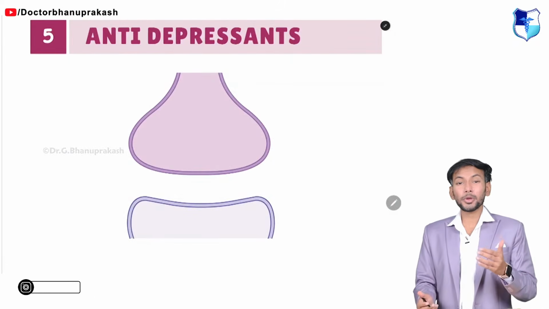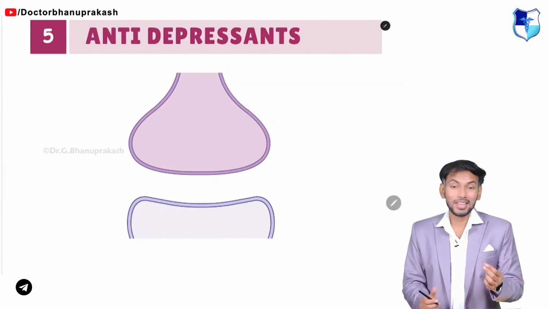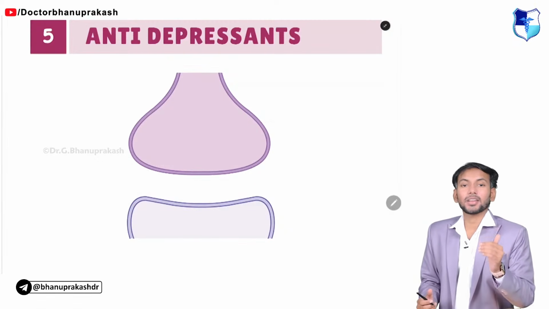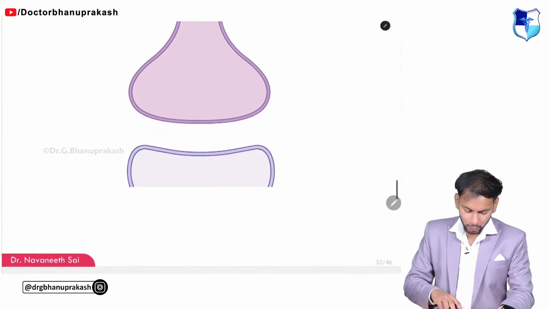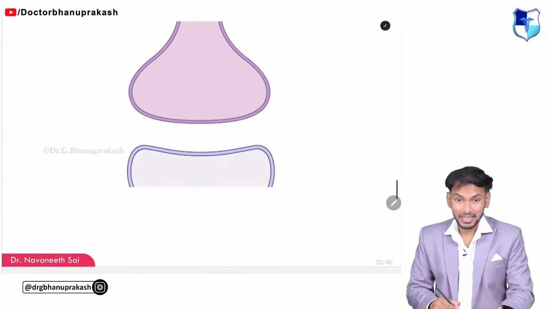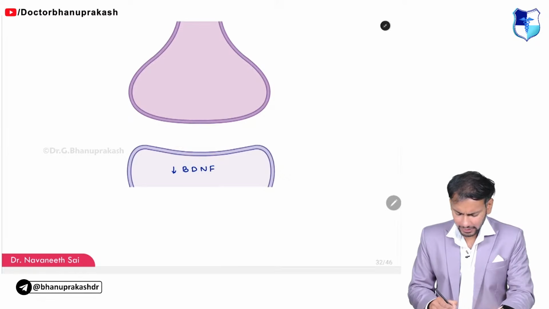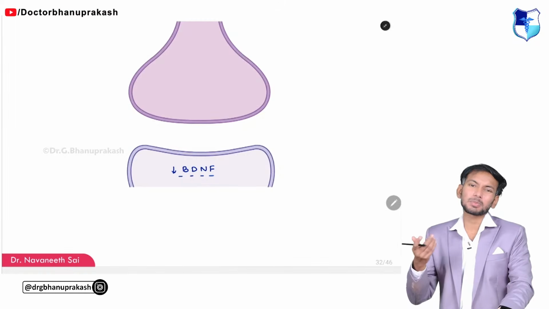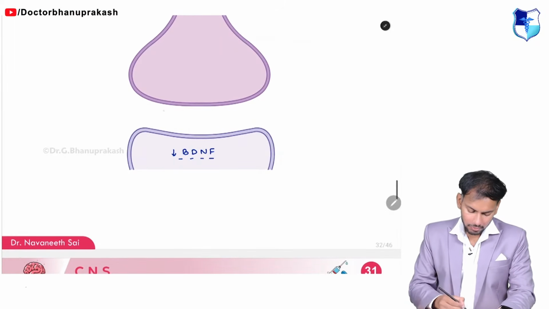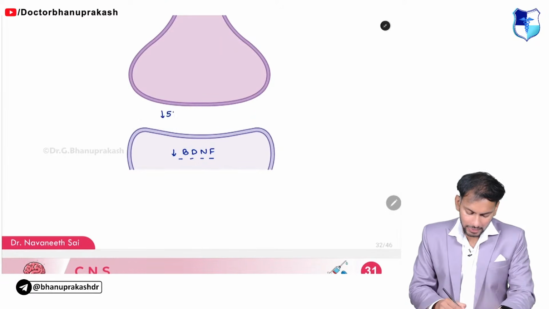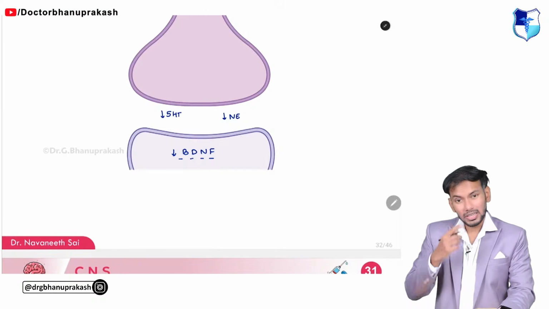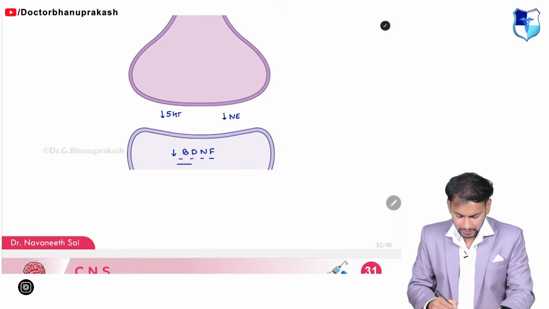Okay. So, now we are going to start with the antidepressant drugs. That means these are the drugs that are used in depression. Now, why do people have depression? Whenever the BDNF in the brain decreases, it will cause depression. What is BDNF? Brain derived neurotrophic factor. Now, why is this BDNF decreased? It will be decreased whenever serotonin and norepinephrine are decreased. So, a decrease in serotonin and norepinephrine will decrease the BDNF.